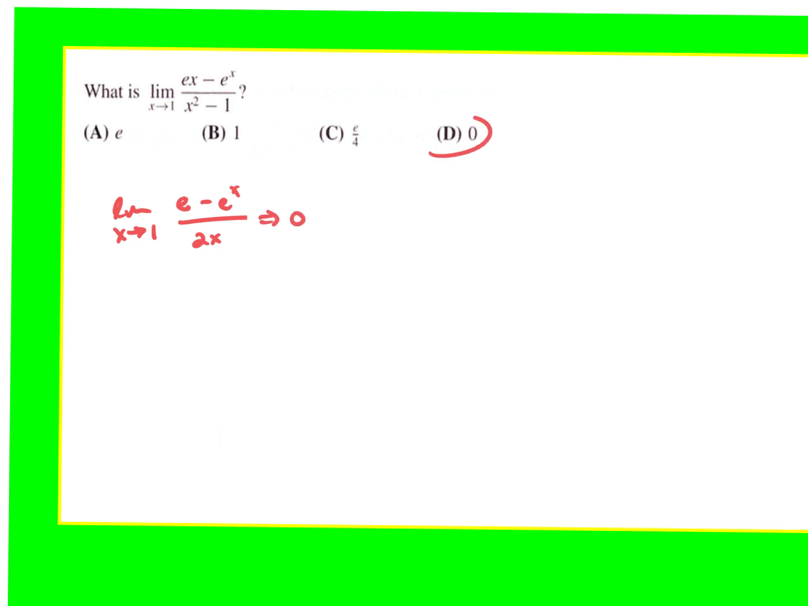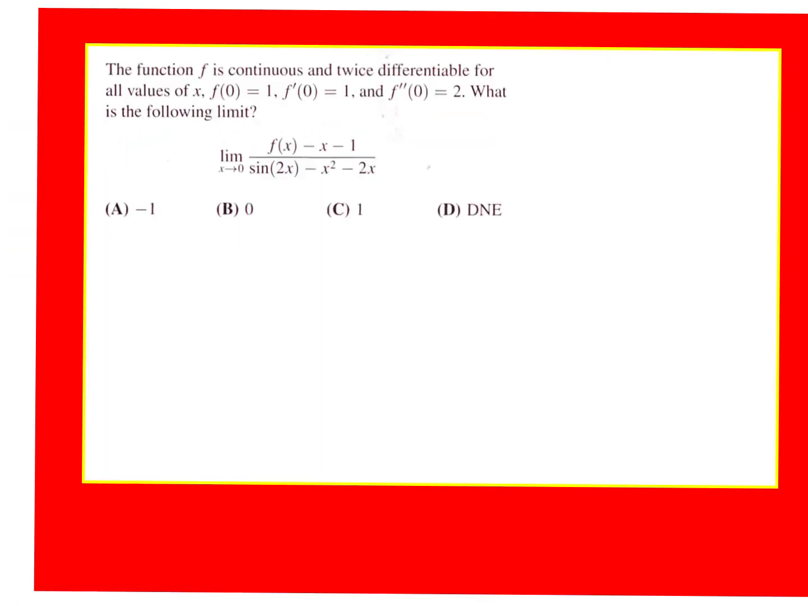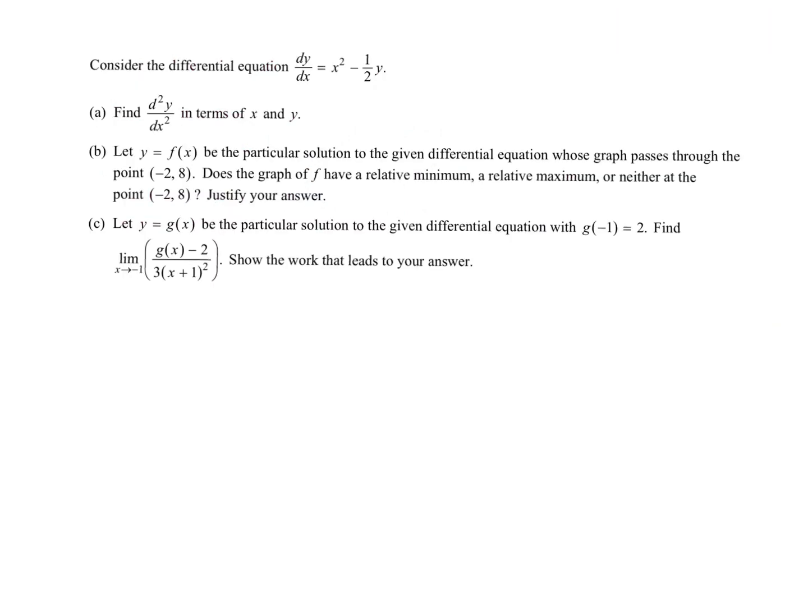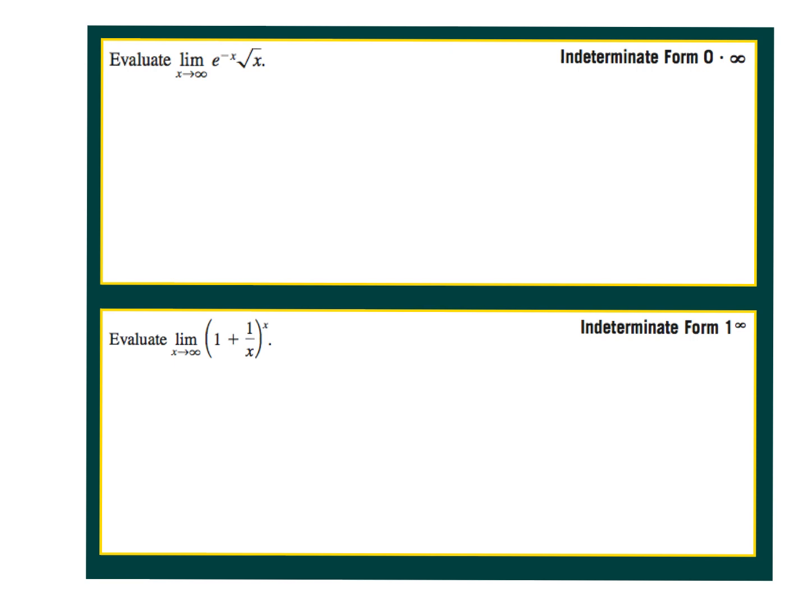Is that a L'Hopital? Even though we got a numerator of 0, my denominator was not 0, so that one was 0. Make sure you check both. All right. Pretty good. I'm going to move on from that one. I'm going to get into some BC stuff. All right, here we go.